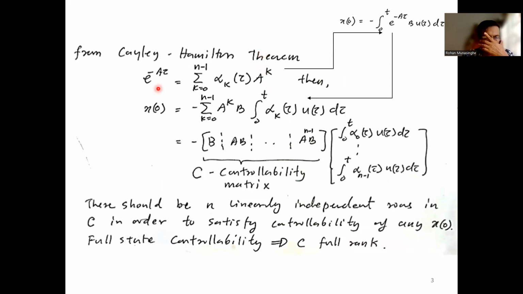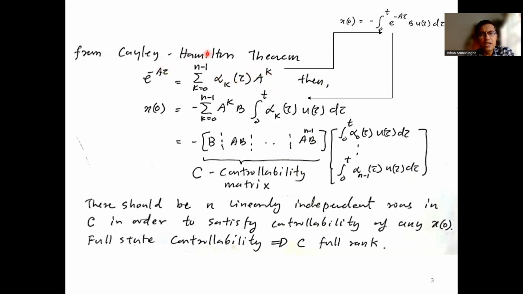Now, if you remember the Cayley-Hamilton, it says e to the minus A tau can be written as a summation from k equals 0 to n minus 1 of alpha k of tau times A to the k. You have the system matrix A not in the exponent, but as a general matrix raised to the power k, with some alphas in front of it.